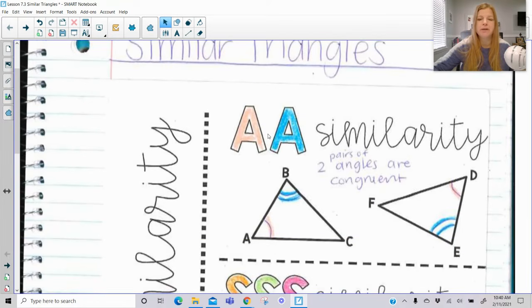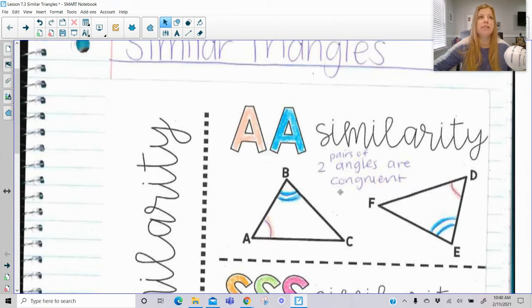The first similarity theorem is called AA similarity, and that stands for angle, angle. So basically what this is saying is as long as you have 2 triangles with 2 pairs of congruent angles, that is enough to prove that the 2 triangles are similar to each other. You don't need the third angle because we know the third angle theorem. So if you already have 2 pairs of congruent angles, then the third angle is definitely going to be congruent. And that is enough to prove that 2 triangles are similar.